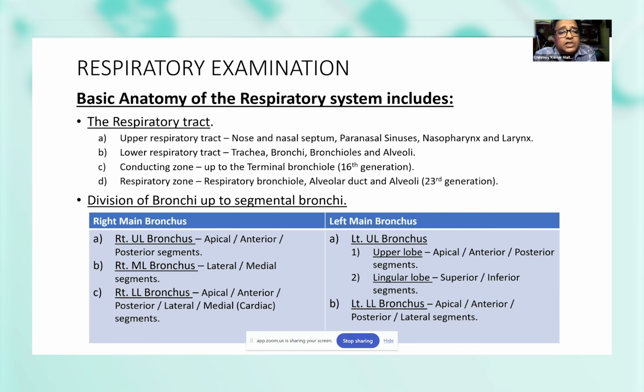So basically the conducting zone goes up to the terminal bronchiole, which is the 16th generation, and then from the 17th to the 23rd generation is where the actual gas exchange takes place. So that's the respiratory zone.